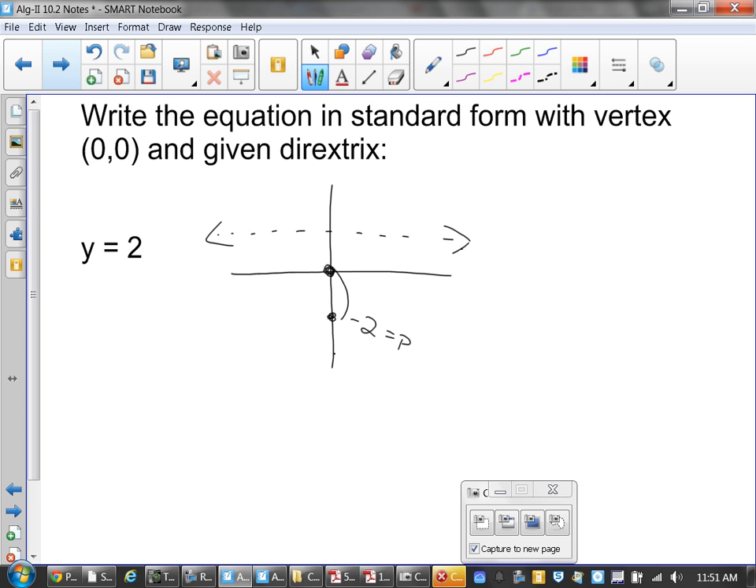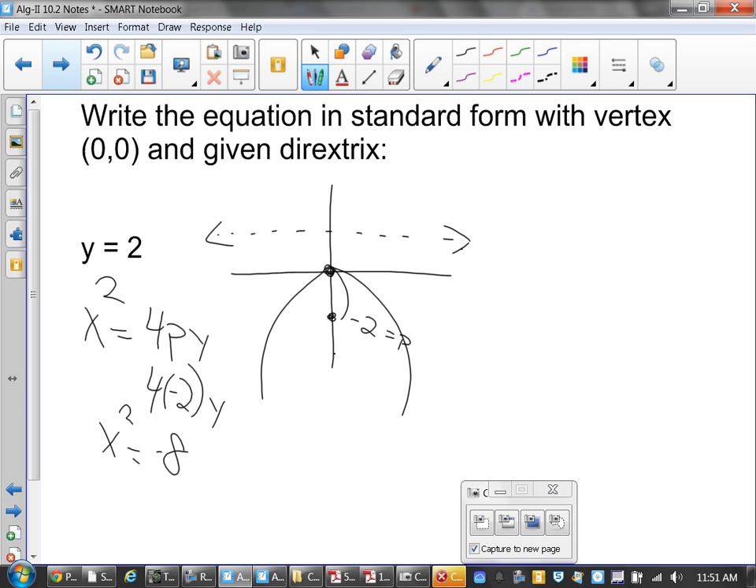I know that since it is a left and right for the directrix, it's got to be opening this way, because remember, it always opens to the focus. So it's an x squared equals 4py, and our p value here is negative 2. So 4 times negative 2. So it's x squared equals negative 8y. And that's the equation.